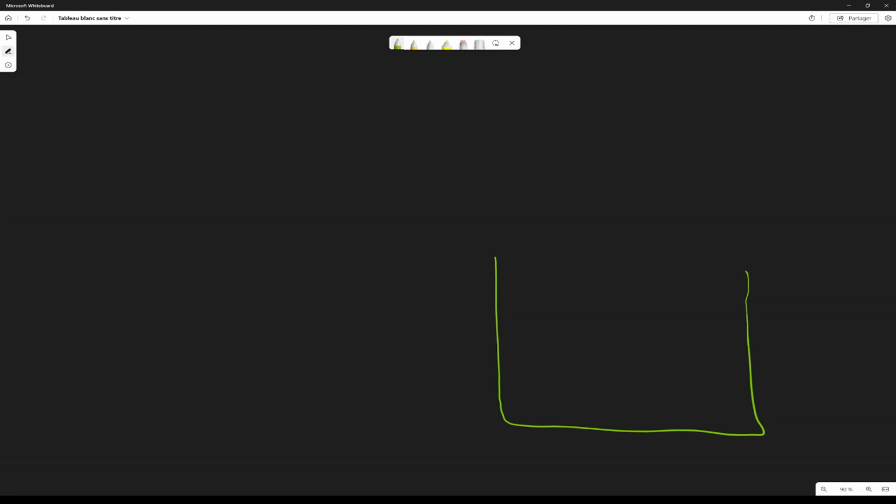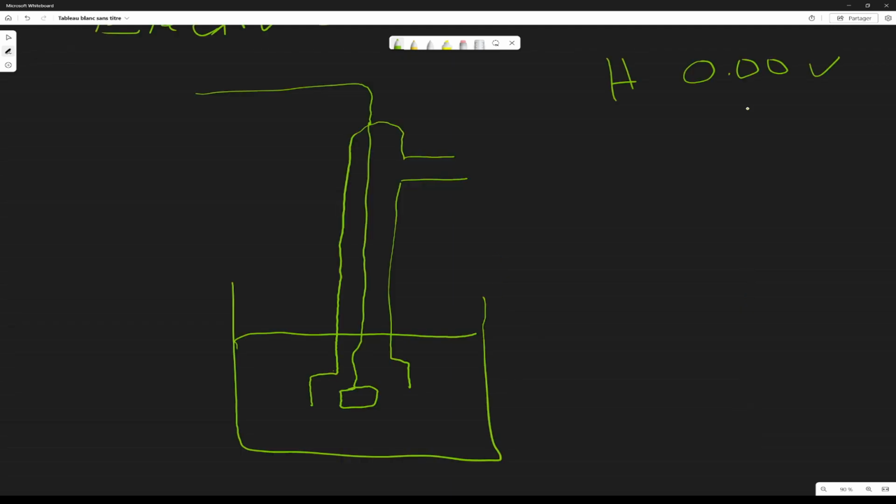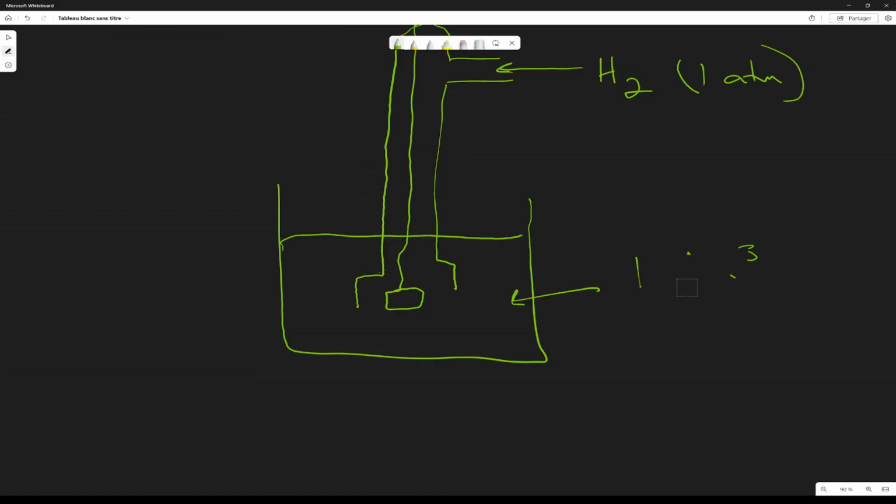Make a little space here. So for a standard hydrogen electrode, we should remember from the electrochemical series that hydrogen would give a general 0 volts, right? We're going to look at that. So hydrogen gas is actually pumped in at 1 atmosphere. The solution has to be at generally 1 mole per dm cube concentration, and we're having it at a temperature of 298 kelvin, or 25 degrees celsius.